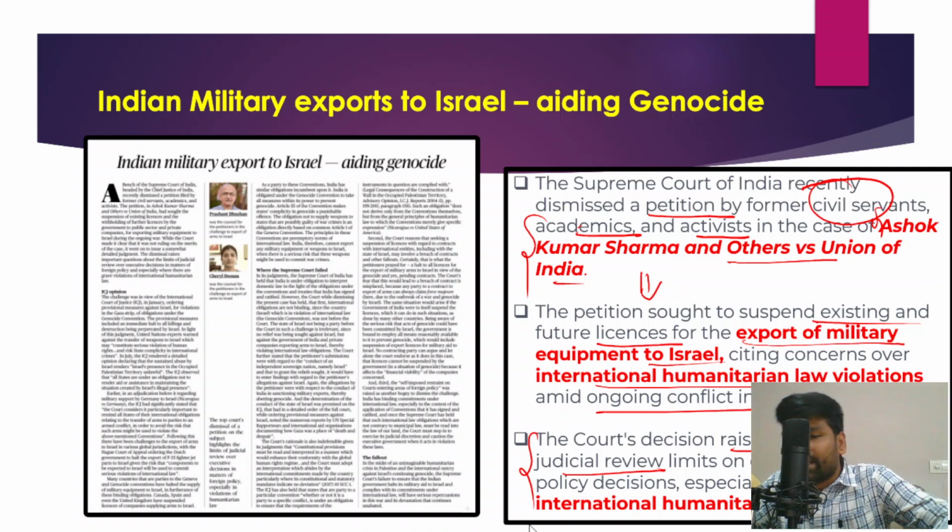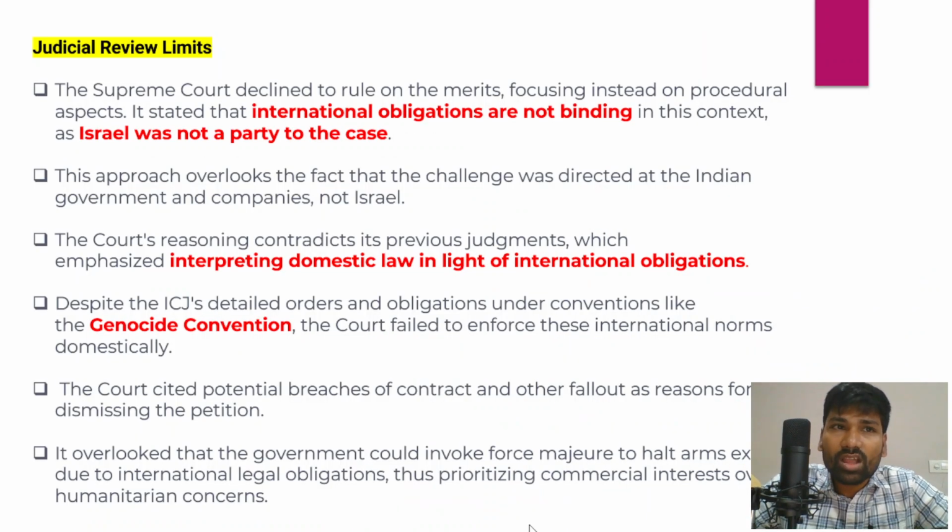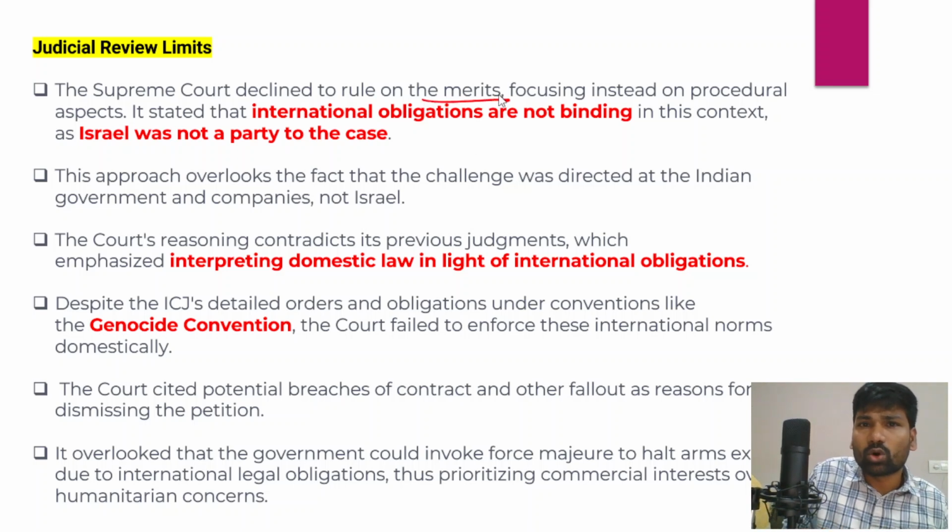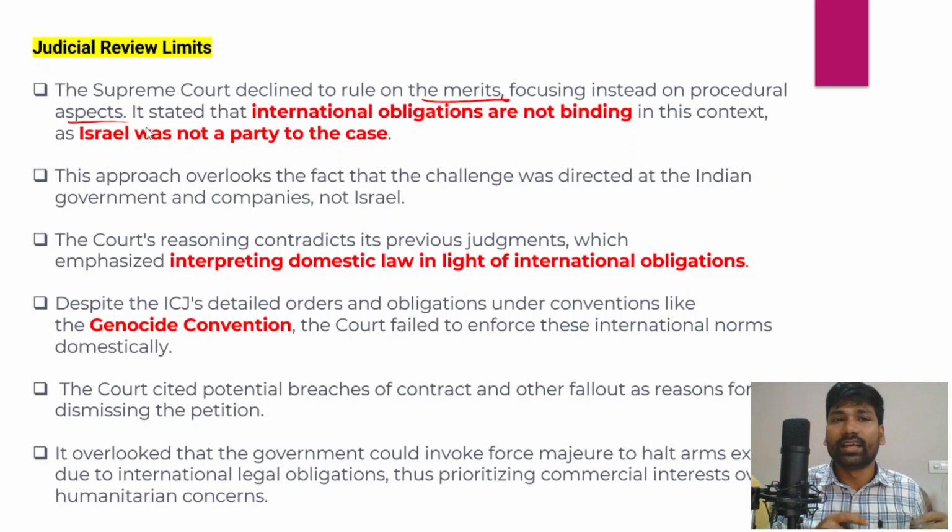So that's the major question here. What are the limits of judicial review? That is what we have to understand here. The Supreme Court has declined to rule on the merits of this particular case, and instead focused on the procedural aspects of the case alone, a petition alone. And in fact, the Supreme Court has also stated that international obligations are not binding in this context.